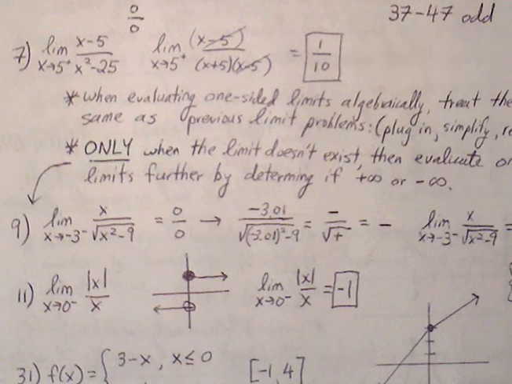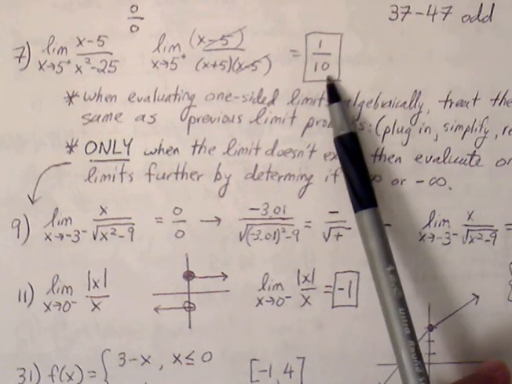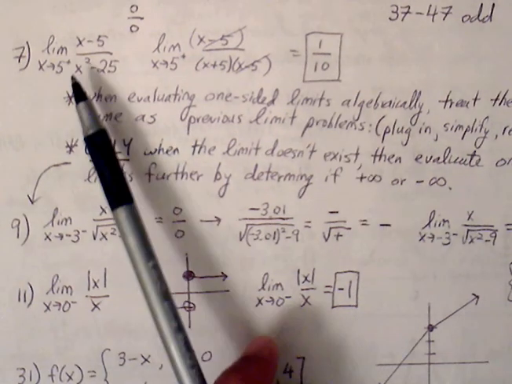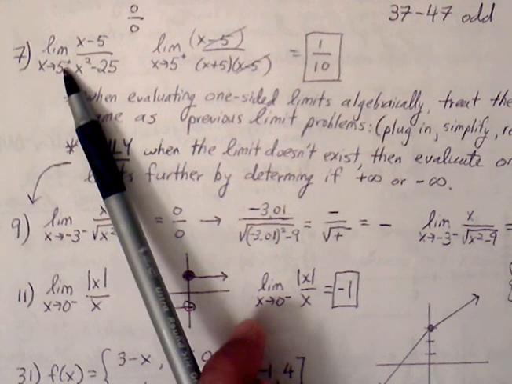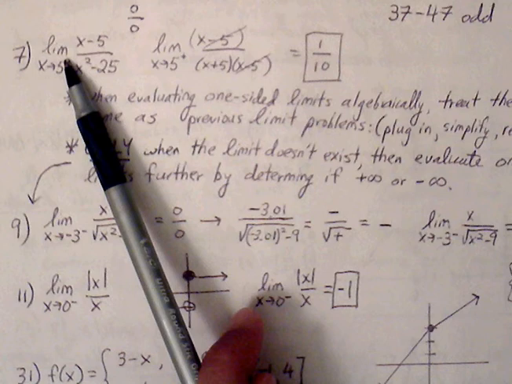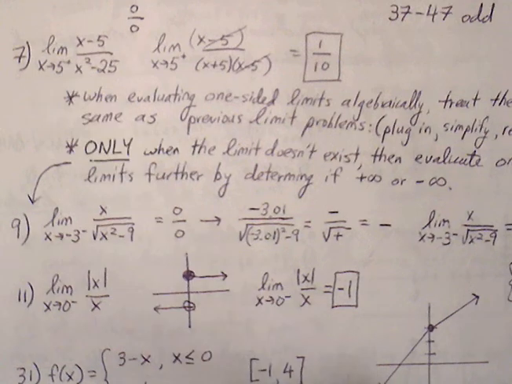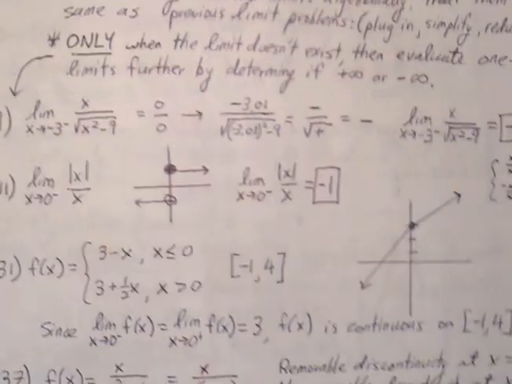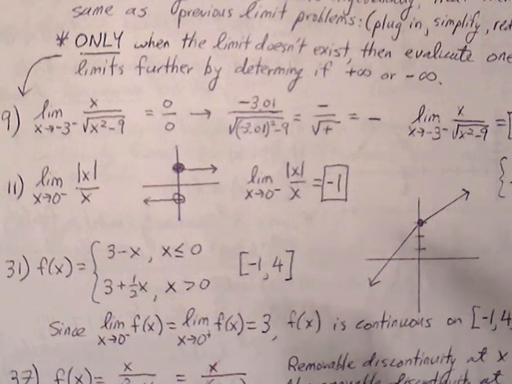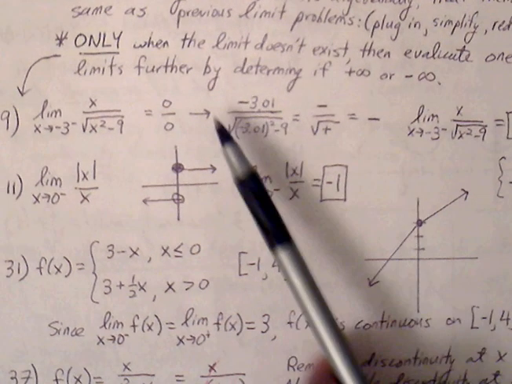Okay, so we get a real number answer. There's no need to do anything different. So in this case, for our purposes, the one-sided limit is going to give us the same answer as if we were just finding the limit as x approaches 5. Okay. Now, number 9 is something that we have to do something a little differently.